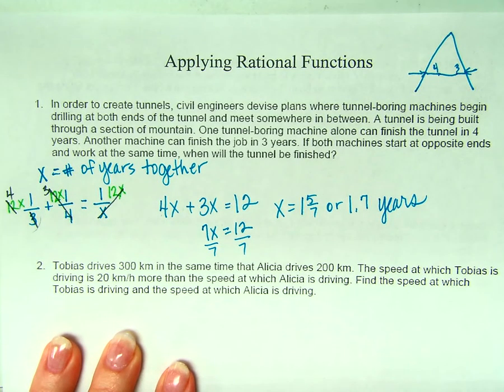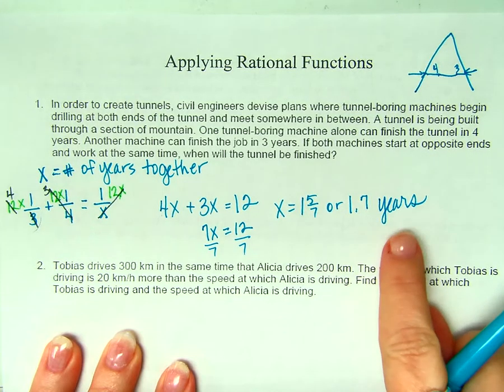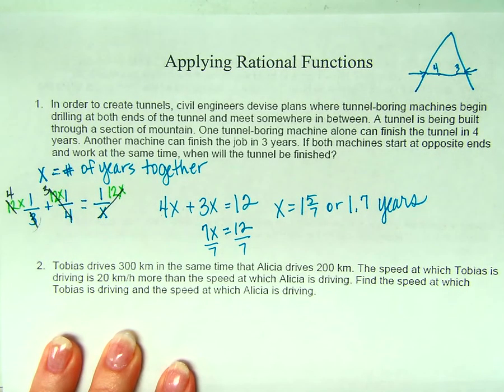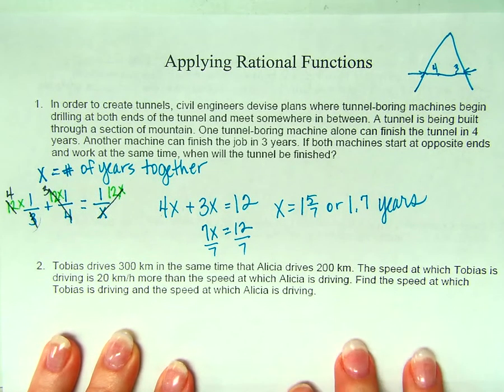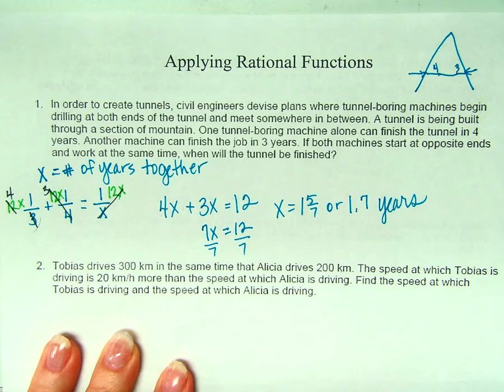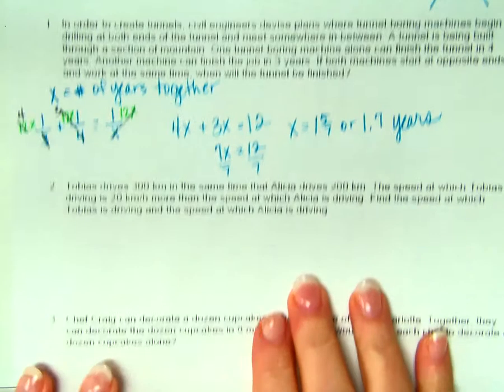So, in a complete sentence, tell me what this answer means. Start with this. It will take 1.7 years for both the machines working together. That's exactly right. Okay? Questions? We good? Look at number 2.